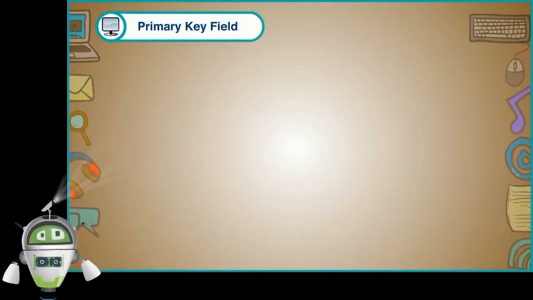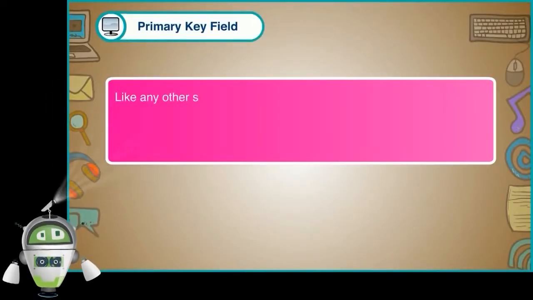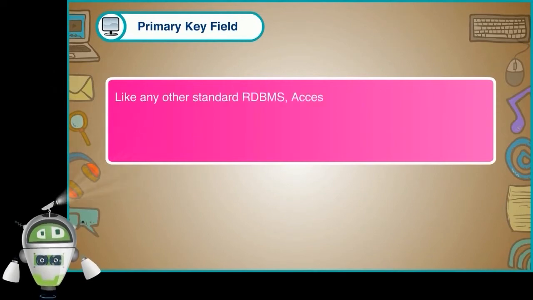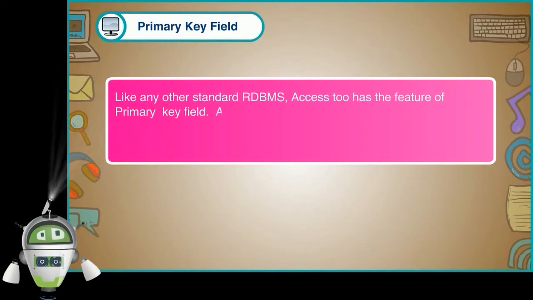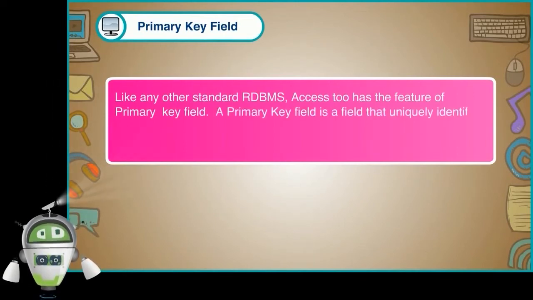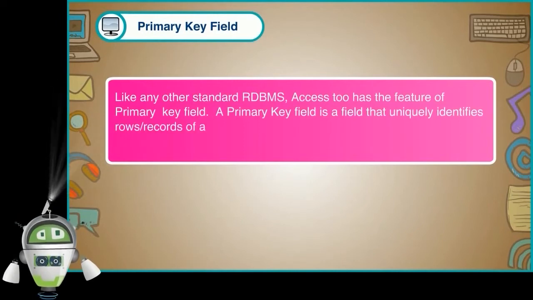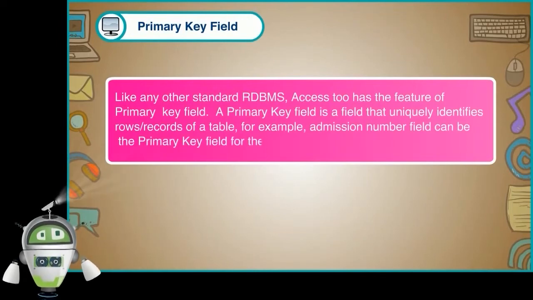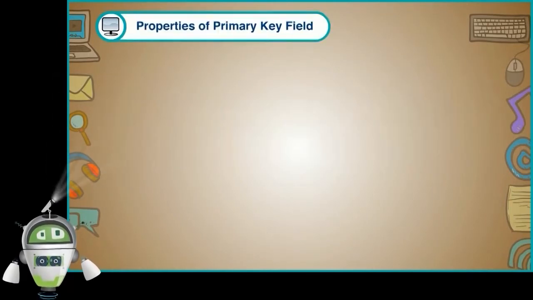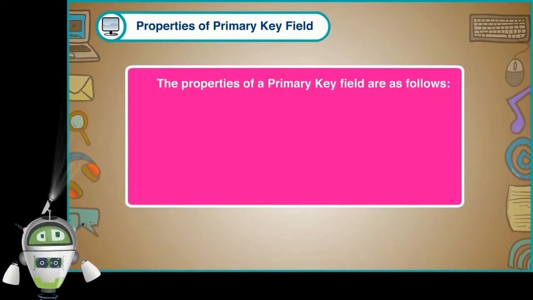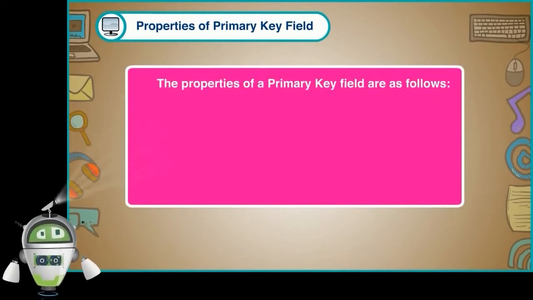Primary Key Field. Like any other standard DBMS, Access has the feature of Primary Key Field. A primary key field is a field that uniquely identifies rows, records of a table. For example, admission number field can be the primary key field for the student data table. Properties of primary key field. The properties of a primary key field are as follows.